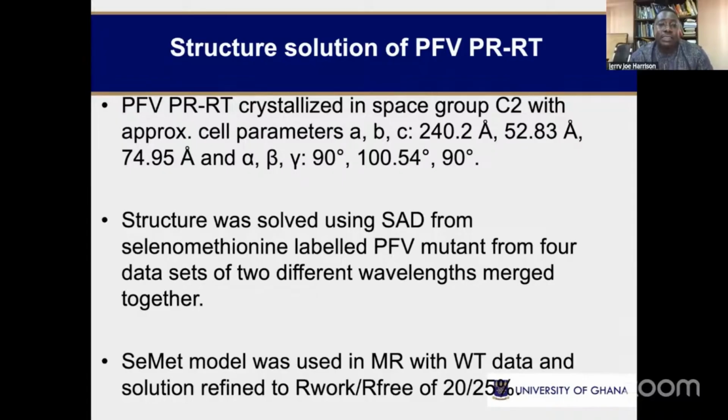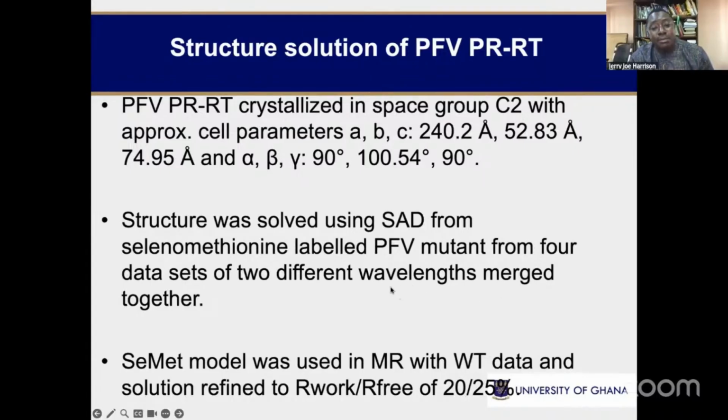Thankfully, it did crystallize, and without trying to bore you with all the details, eventually we were able to phase the structure. The crystal is in a C2 space group, with very interesting cell parameters. And from the anomalous signal from the selenium-labeled mutant protein, we were able to solve the structure.